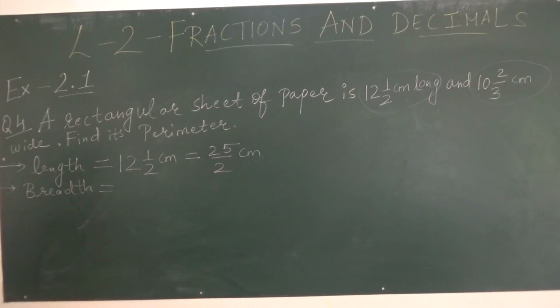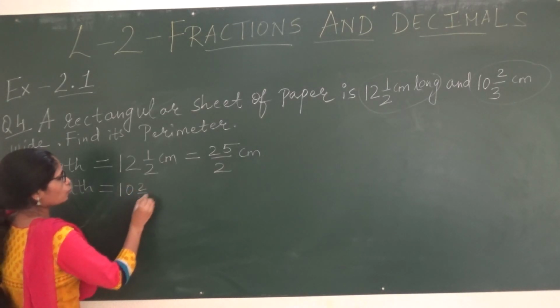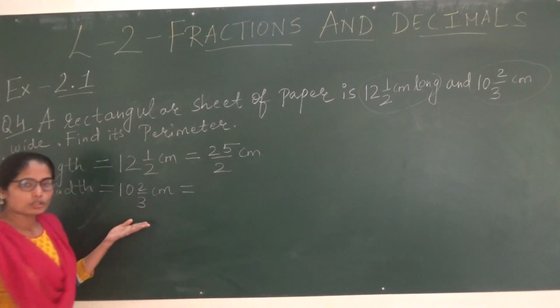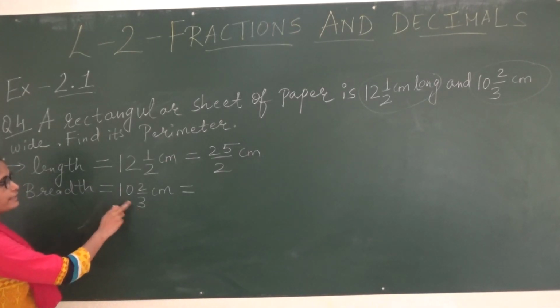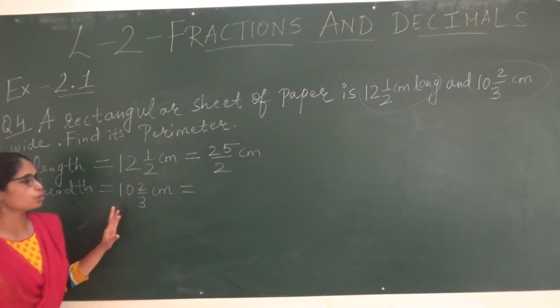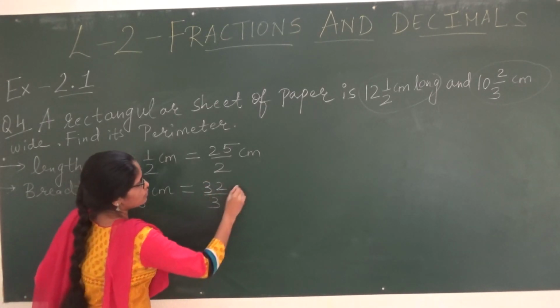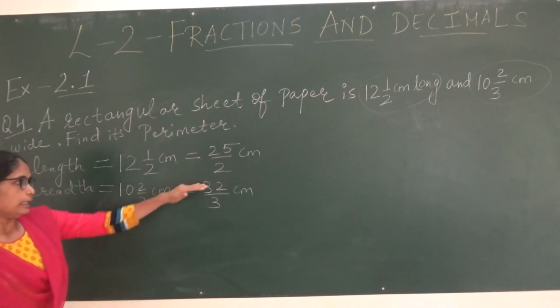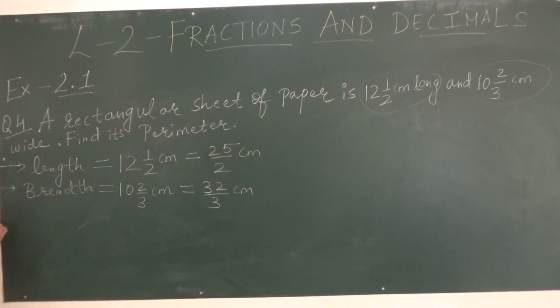Now breadth is given to you. How much? 10 and 2/3 centimeter. This also we will convert in the beginning so that the calculation becomes simple. 3 tens are 30, plus 2, so 32 upon 3 centimeter. So length and breadth are given. Now moving ahead, perimeter.